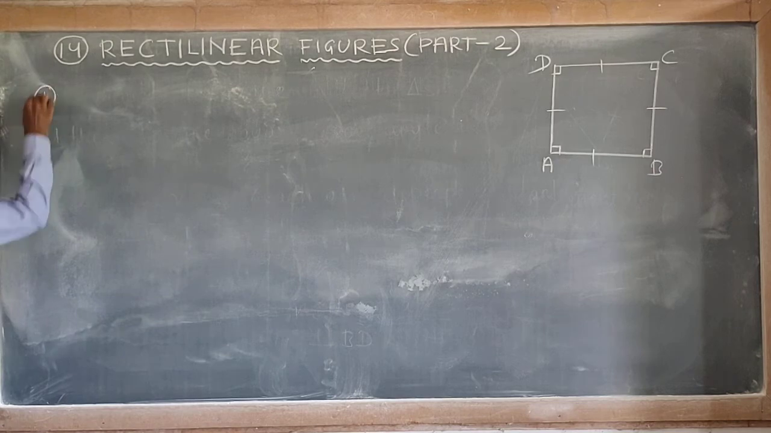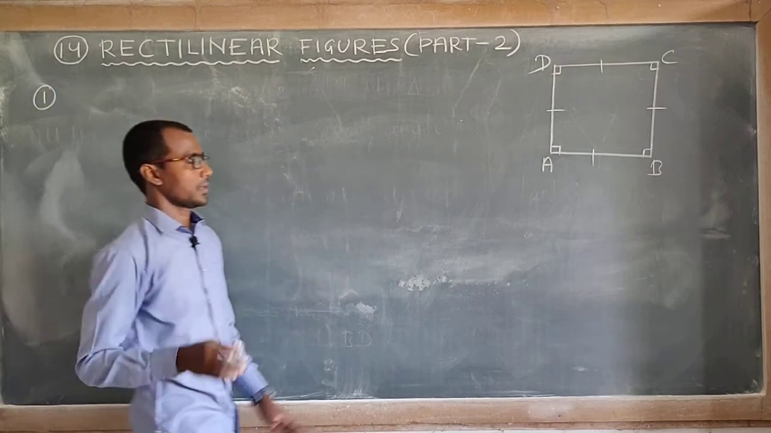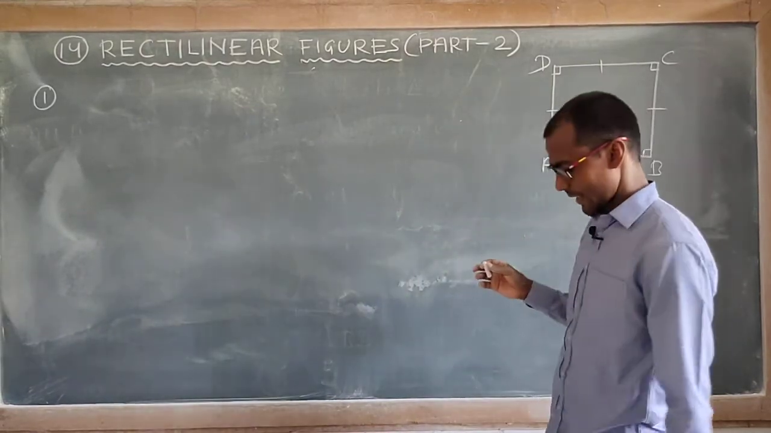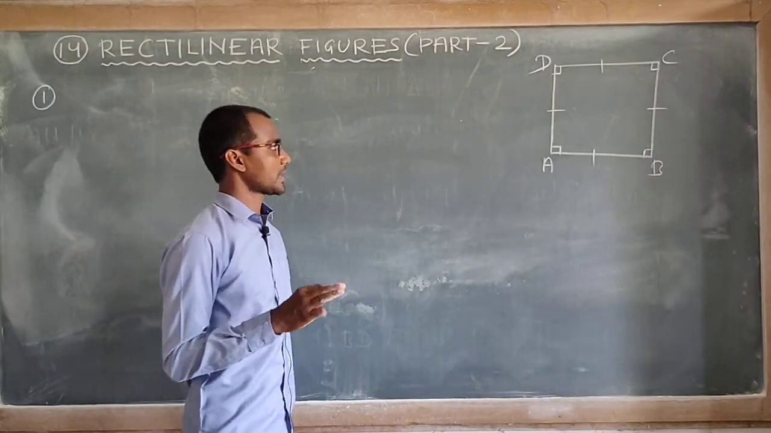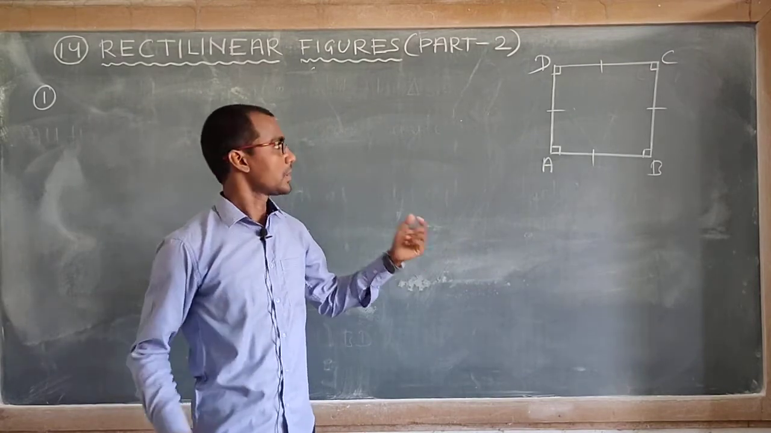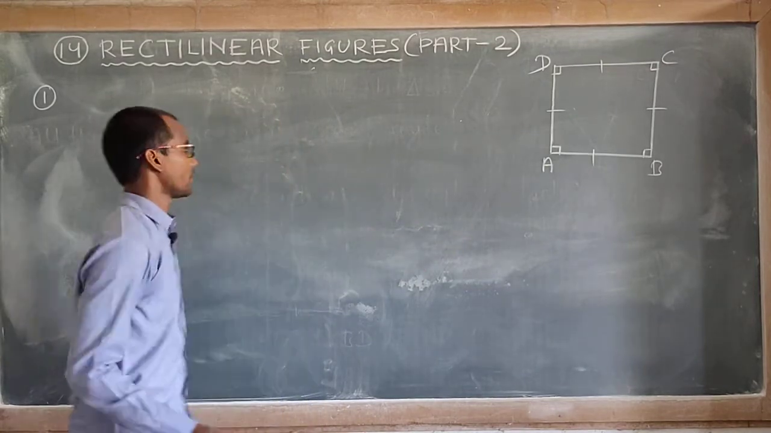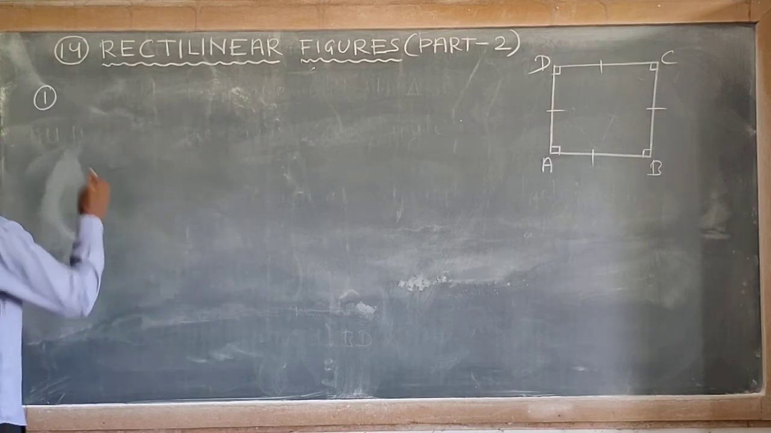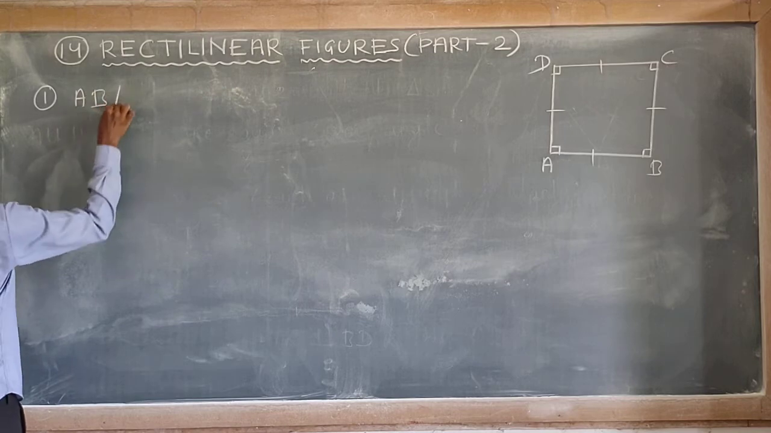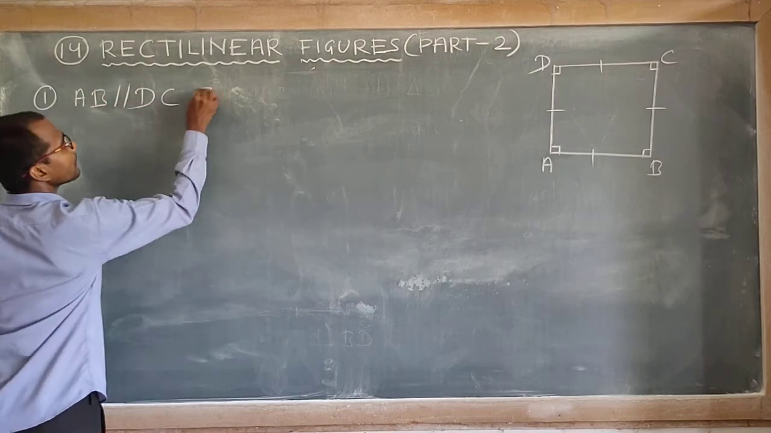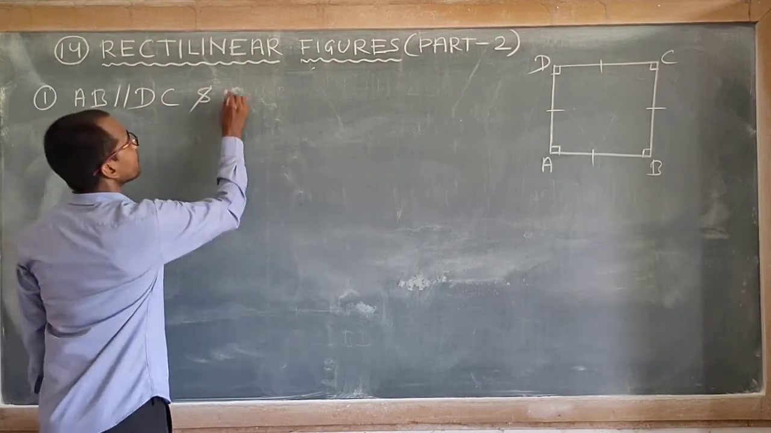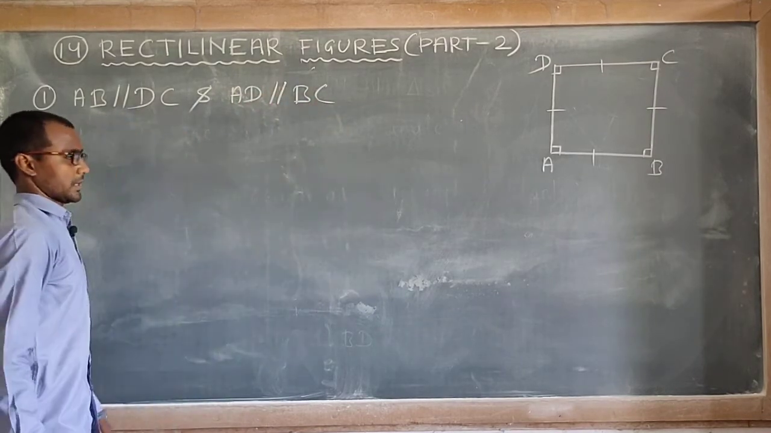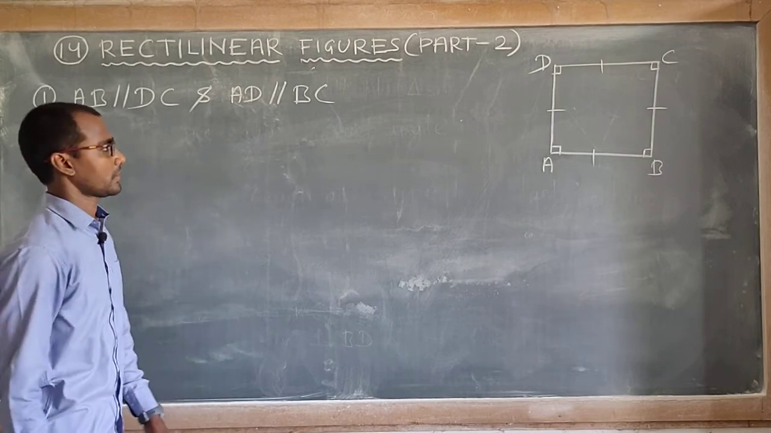Property number 1. I am not writing, I will simply write the sides and angles. Okay, I will just dictate. First is about sides. We don't need to mention opposite sides are equal because all the sides are equal. Just we need to mention opposite sides are parallel. AB parallel to CD and AD parallel to BC. So opposite sides are parallel to each other.